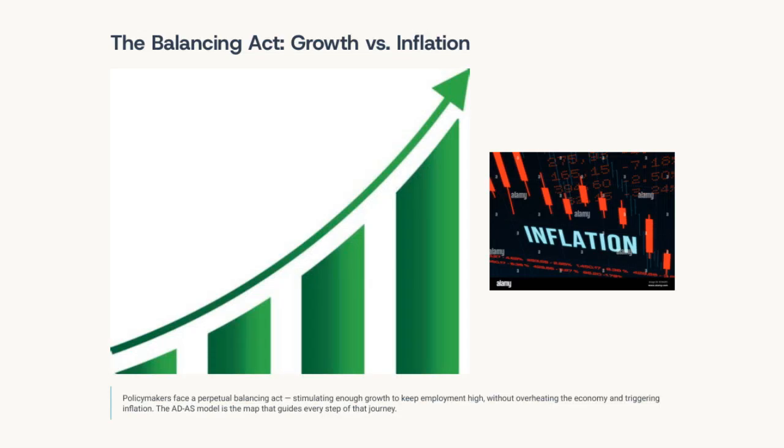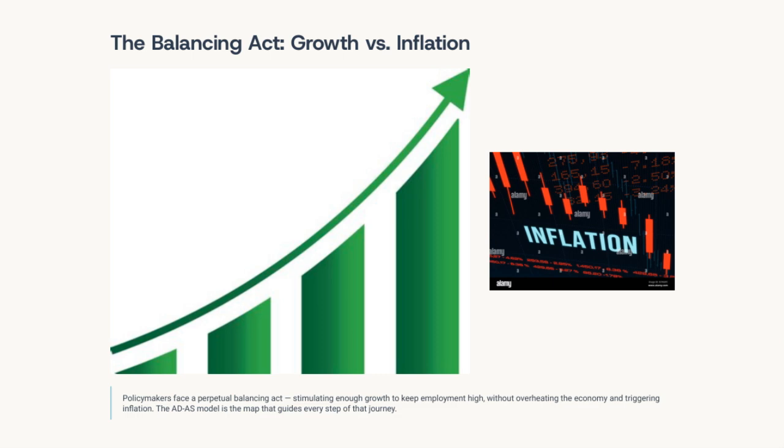Policymakers are constantly walking a tightrope, trying to find that perfect balance. They want to stimulate enough growth to keep employment high and people working, but at the same time, they need to avoid overheating the economy. Overheating can lead to rising prices, what we call inflation. So it's really a perpetual balancing act.